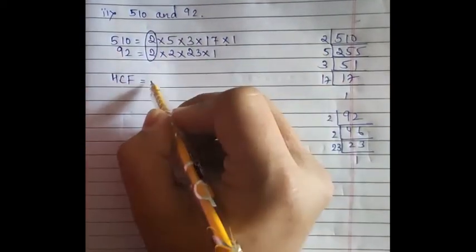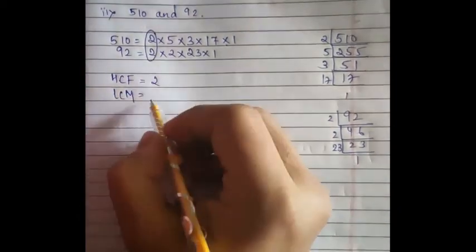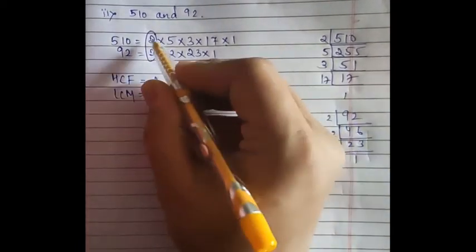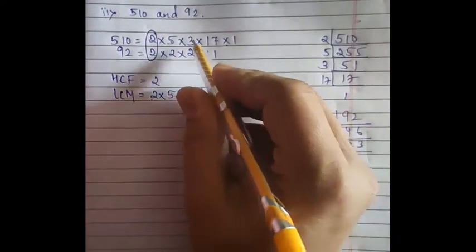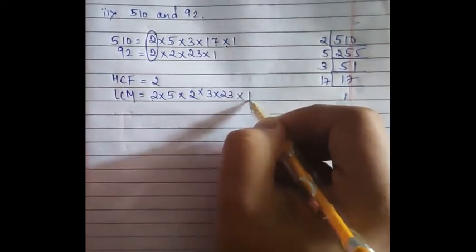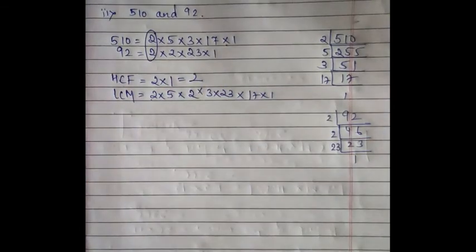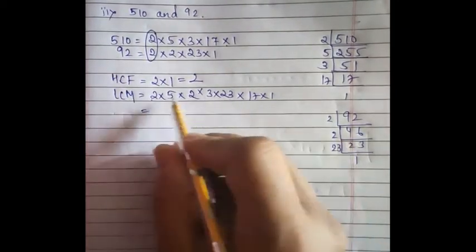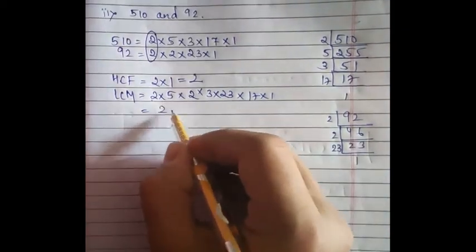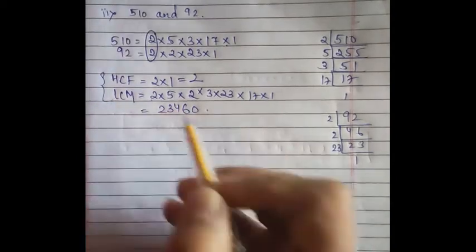So the highest common factor is this, the number which is repeating is 2, and the LCM of this is 2 into 2 into 5 into 3 into 23, then 17 into 1. Also 1 you can write in the HCF, but 2 into 1 is 2, so I have directly written the answer. So after the multiplication you are going to get the number 23460. Alright, so this is our HCF and this is our LCM.